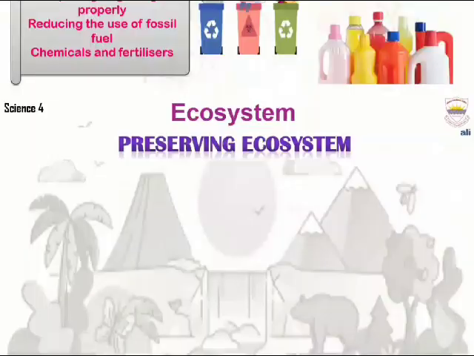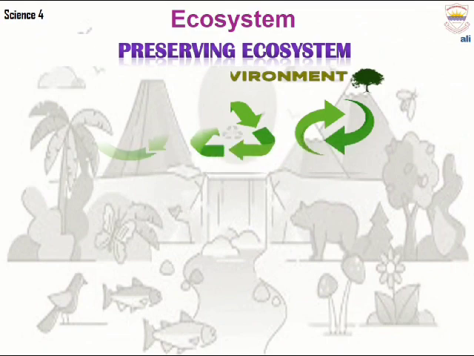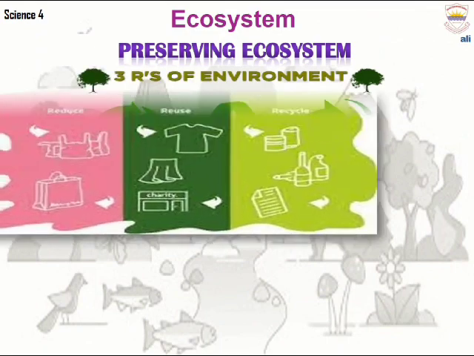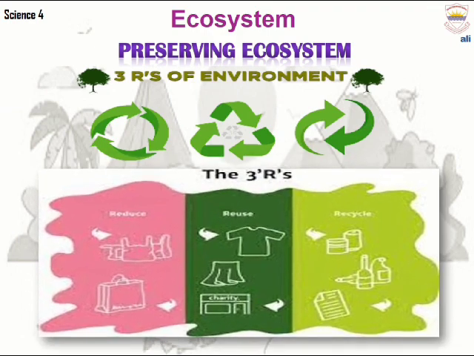The next way to preserve the ecosystem is practicing the 3R strategy. Reduce, reuse, recycle. We should reduce the use of materials, such as plastic bags, to preserve the ecosystem. We should reuse materials like clothes again and again. We should recycle things like bottles, metal cans, and paper to preserve the ecosystem.